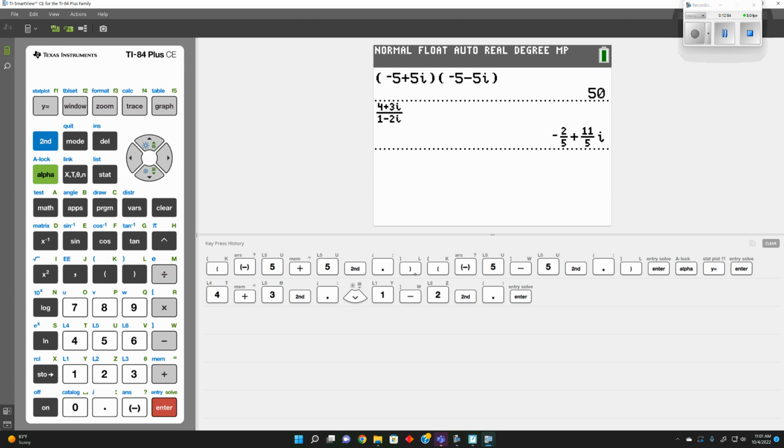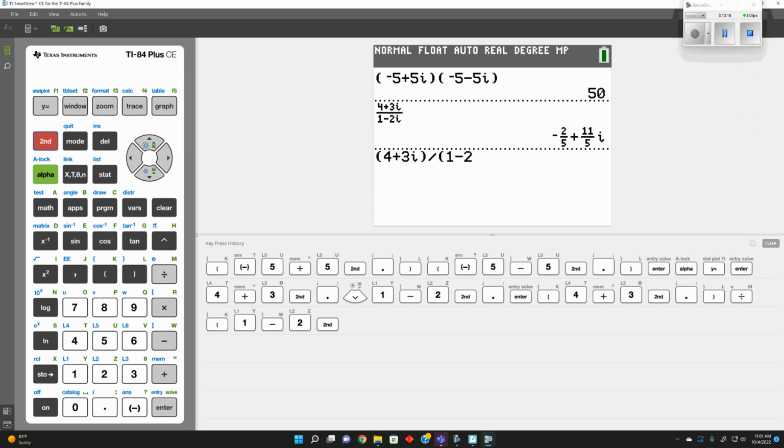So it gave you an error, didn't it? Yeah, the 84 Plus doesn't like doing these in this form. But let's change it just a little bit. Because what is a fraction really saying? It's saying we're taking the numerator and dividing it by the denominator, yes? So we plug it in as 4 plus 3i divided by 1 minus 2i. Let's try doing it this way here.